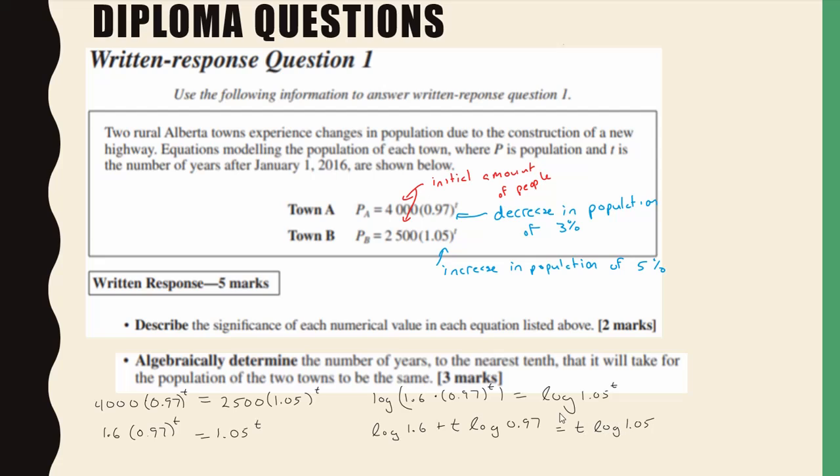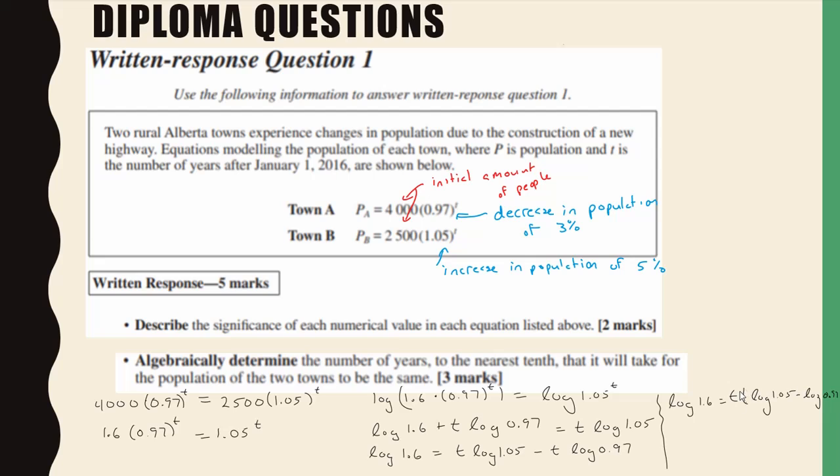Now I need to isolate t. So I'm going to put all of the terms with t onto one side. I'll just leave log 1.6, and I will subtract our t log 0.97 from both sides. So minus t log 0.97. Then I'm going to factor out this t. So I'll end up with log 1.6 is equal to t times log 1.05 minus log 0.97. Just barely fitting it on there.